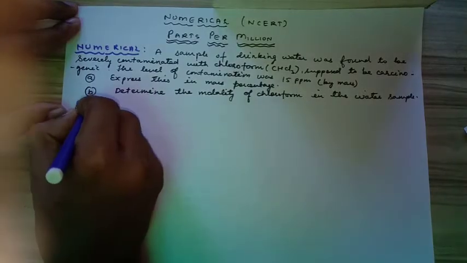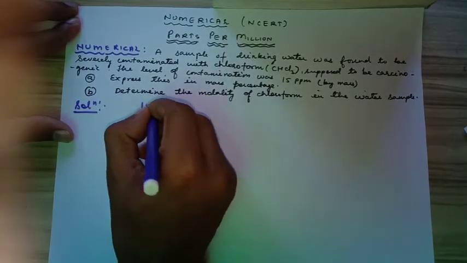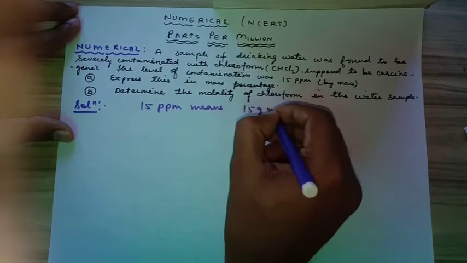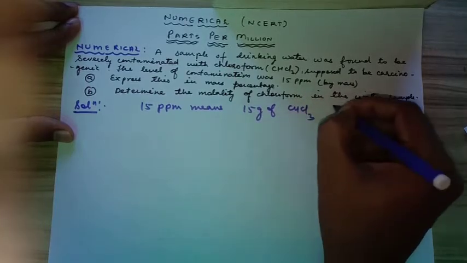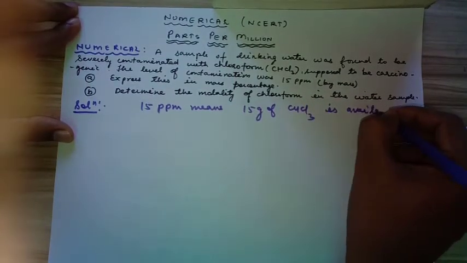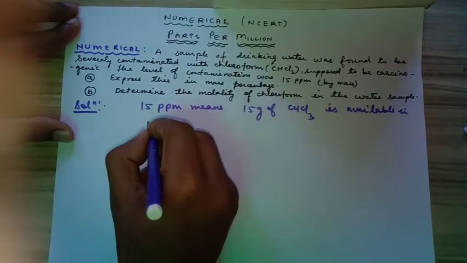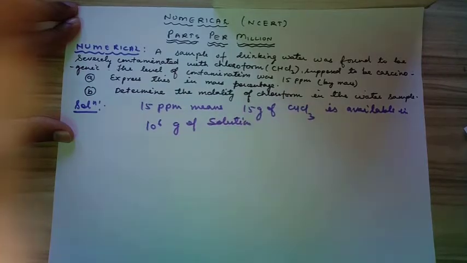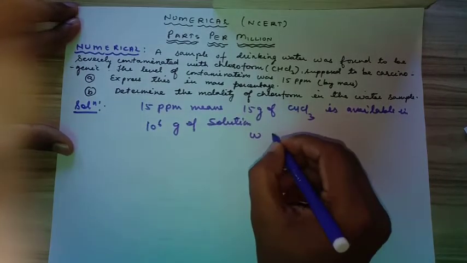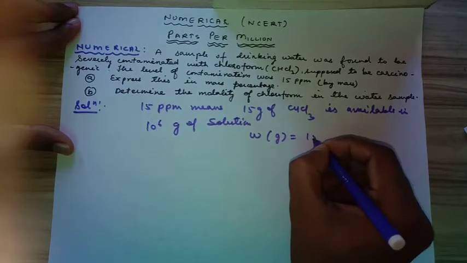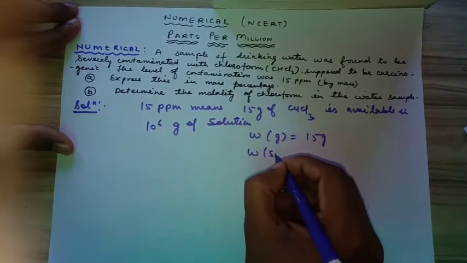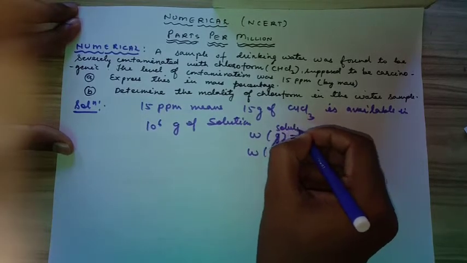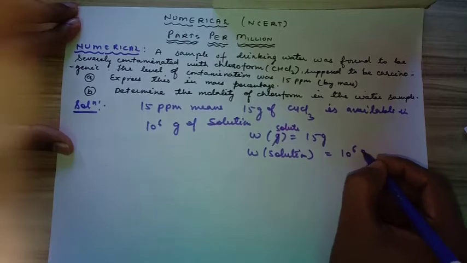So it is given that 15 ppm, and 15 ppm means that 15 gram of chloroform is available in 10 to the power 6 gram of solution. It means weight of solute is 15 gram, and that weight of solution will be 10 to the power 6 gram.